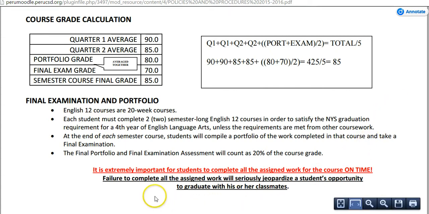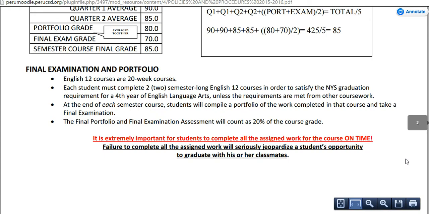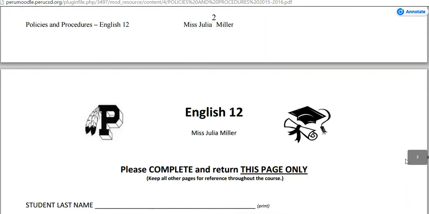It is extremely important for students to complete all the assigned work for the course on time. Failure to complete all the assigned work will seriously jeopardize your opportunity to graduate with your classmates. So keep track of your required coursework.